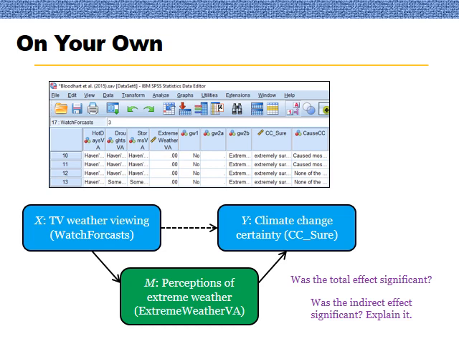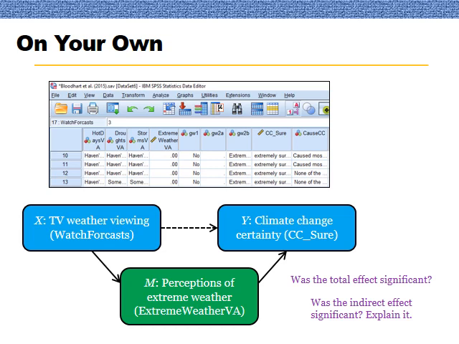Second, you'll use the process output to determine whether or not the indirect effect was significant here. If it was significant, I want you to include the indirect effect, the confidence interval for the indirect effect, and in one sentence, I want you to explain the nature of the indirect effect. How exactly does this mediator explain the relationship between X and Y?